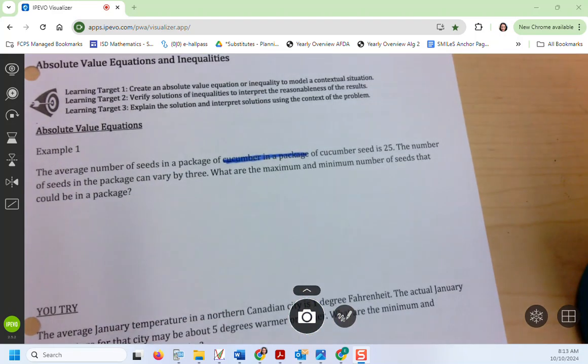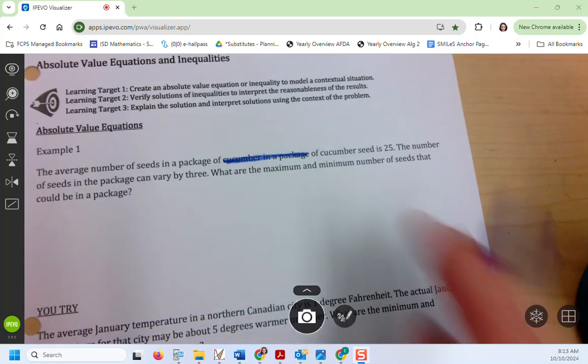That question could be like a second grade question, right? What's the maximum and minimum number? But if you turn it into an absolute value problem, now it is a high school problem. So instead of just answering the question, we're going to start by writing this as an absolute value equation.